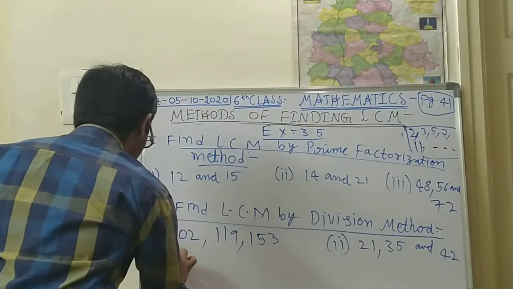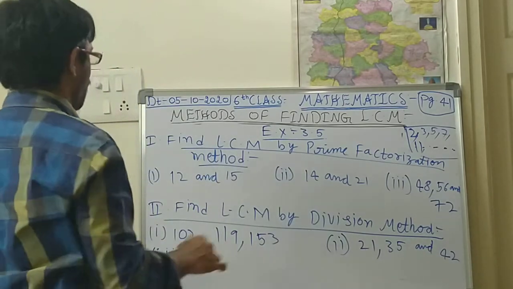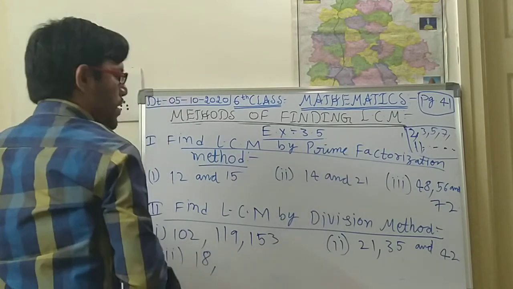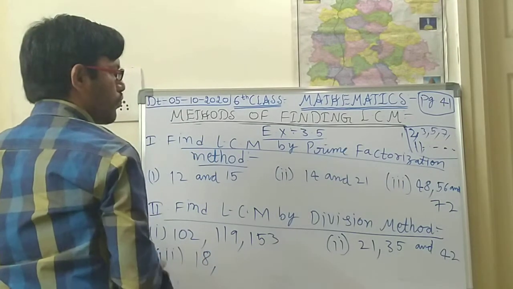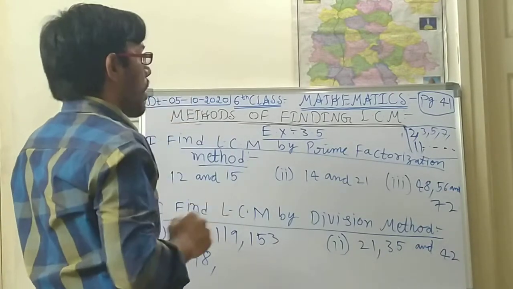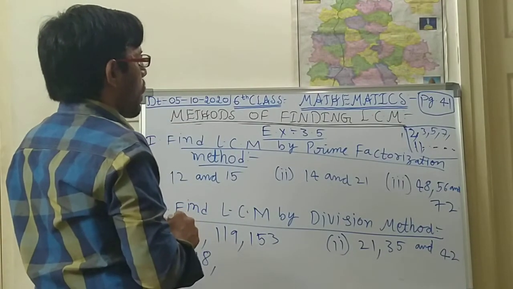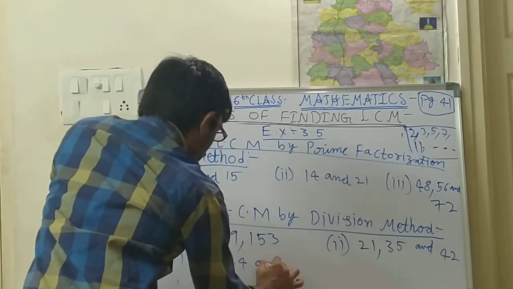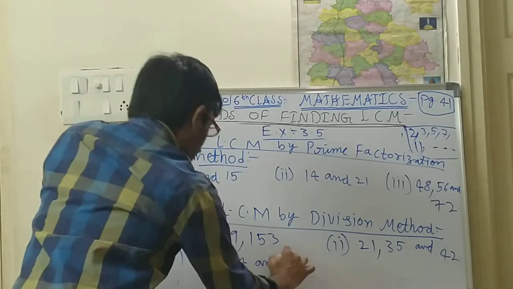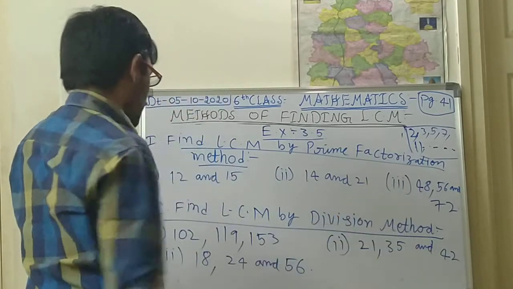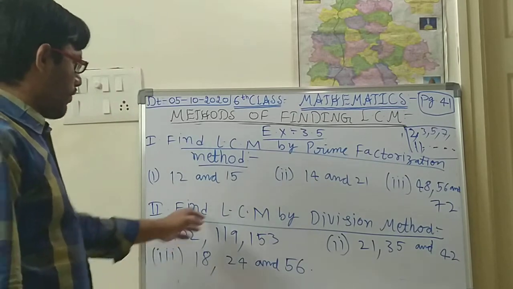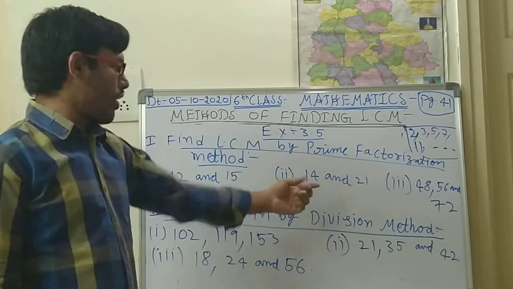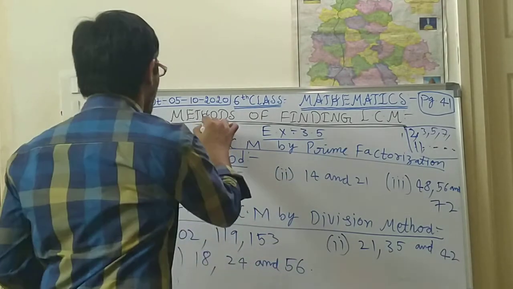Next, third one is 18, 24 and 56. Okay. So find LCM in this second method. So these three problems and those three problems, do in the homework book.